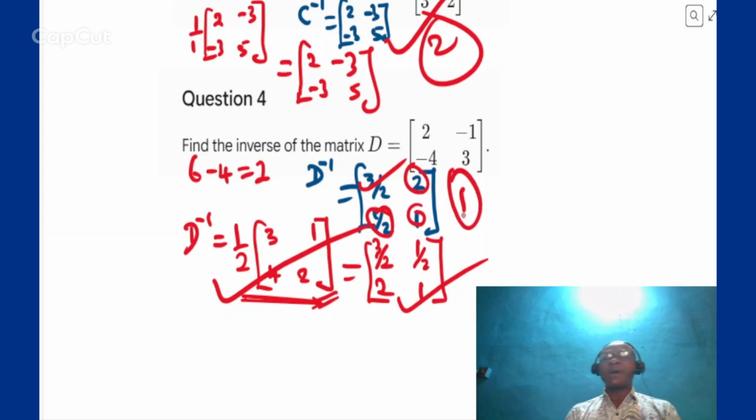I will give you 1 mark. Yes, sir. Method mark. But I appreciate the homework. You have already understood what you should not do and what you should do, isn't it? Yes, sir.